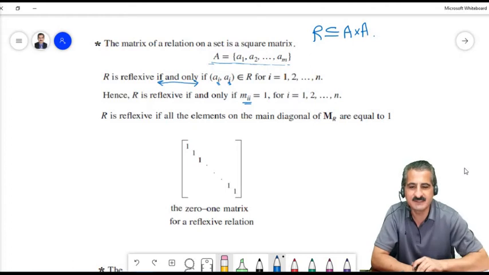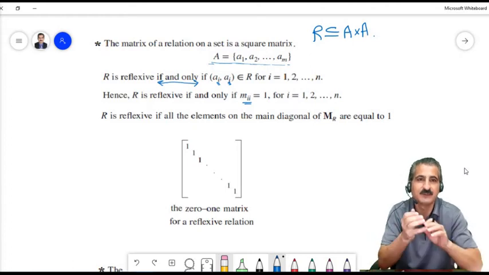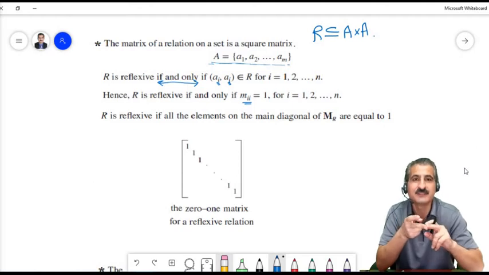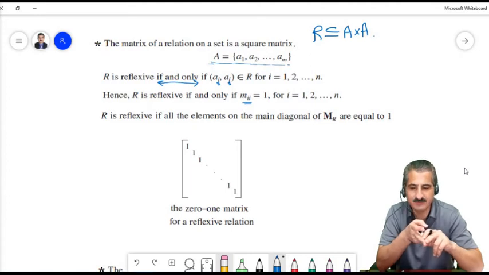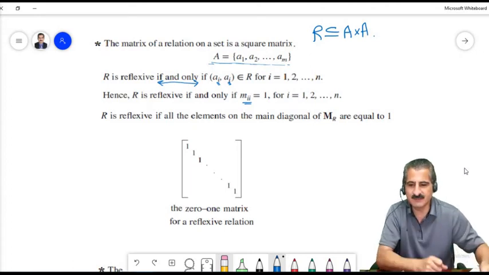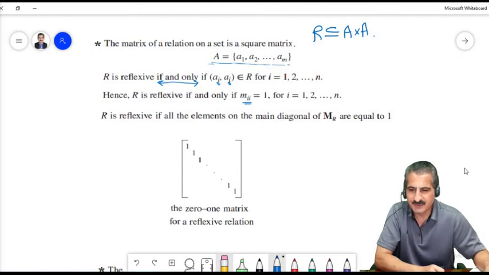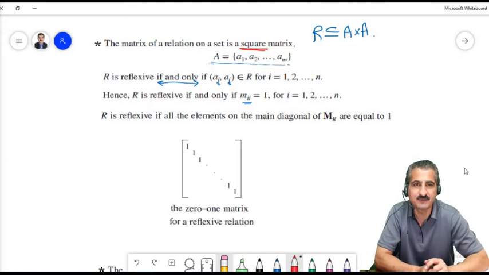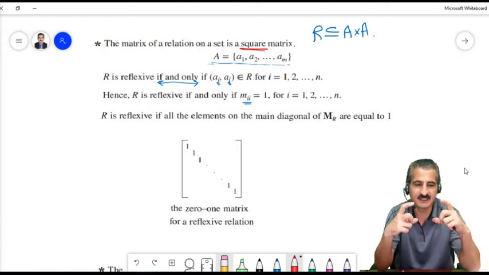M_ii means the elements in the diagonal: M_1,1 in the first row, first column, M_2,2 second row, second column, M_3,3 third row, third column. And notice that a matrix for a relation from a set to itself must be a square matrix. What do we mean by square matrix? The number of rows is the same as the number of columns.